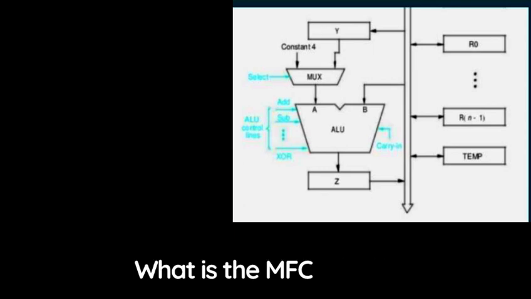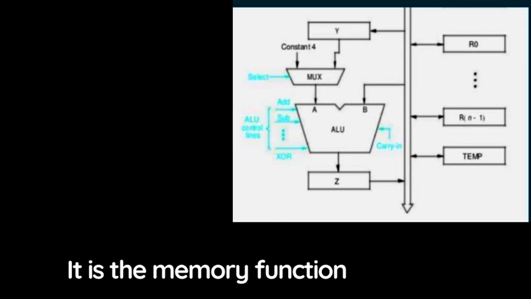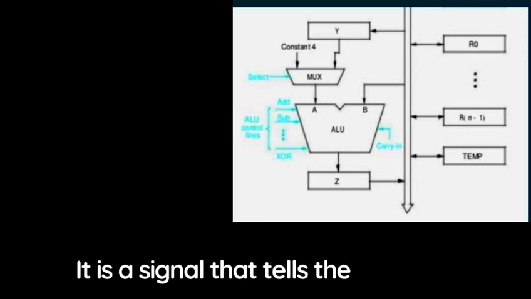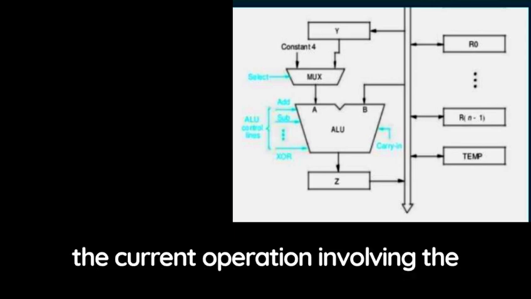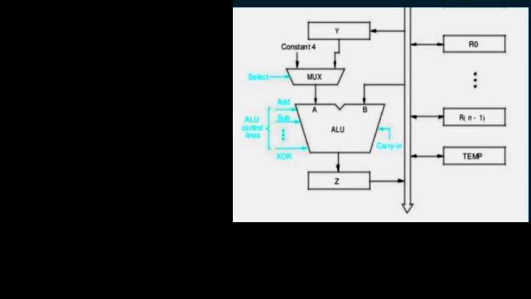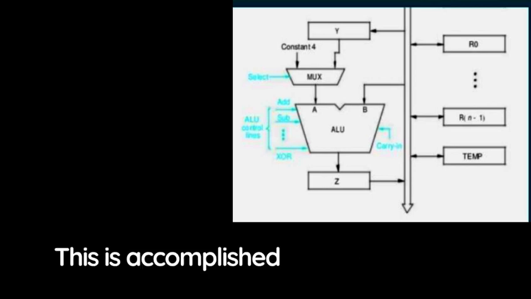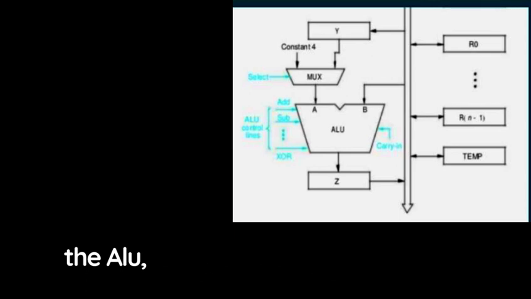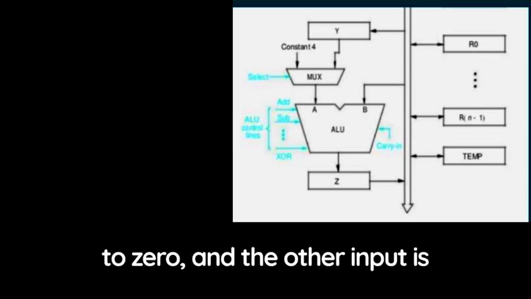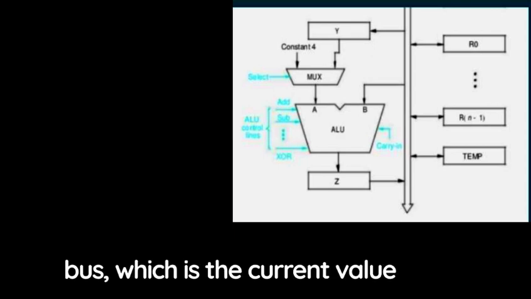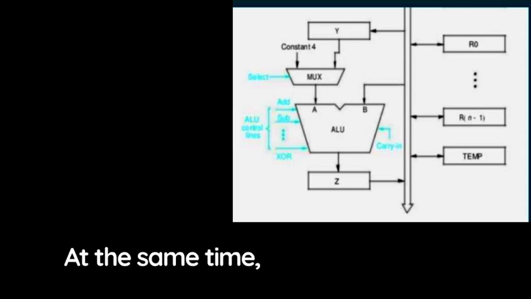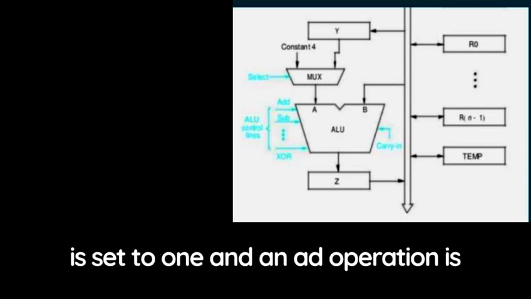What is the MFC signal? It is the memory function complete. It is a signal that tells the CPU that the current operation involving the memory is complete. During that time, the program counter is updated by 1 through the use of the ALU. This is accomplished by setting one of the inputs to the ALU, which is the register Y in this case, to 0. And the other input is available in the bus, which is the current value of PC. At the same time, the carry in to the ALU is set to 1 and an add operation is specified.